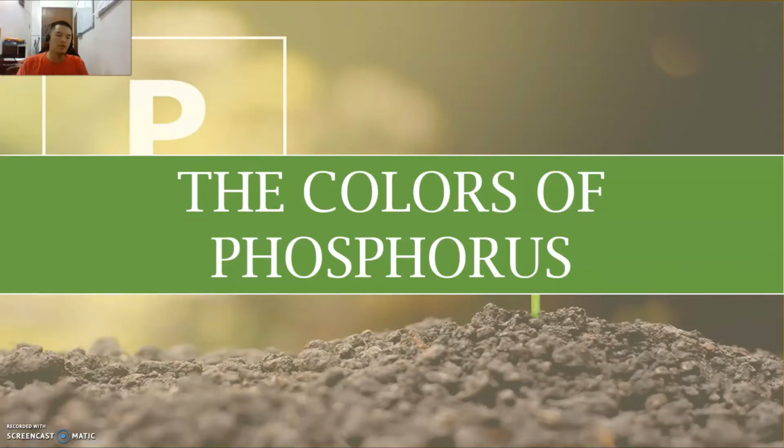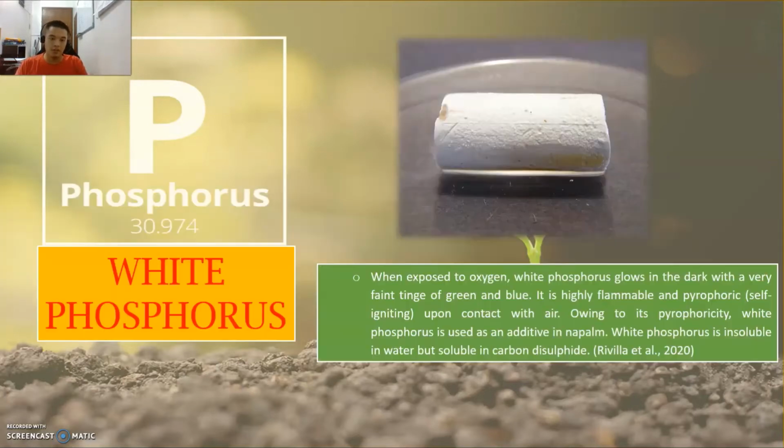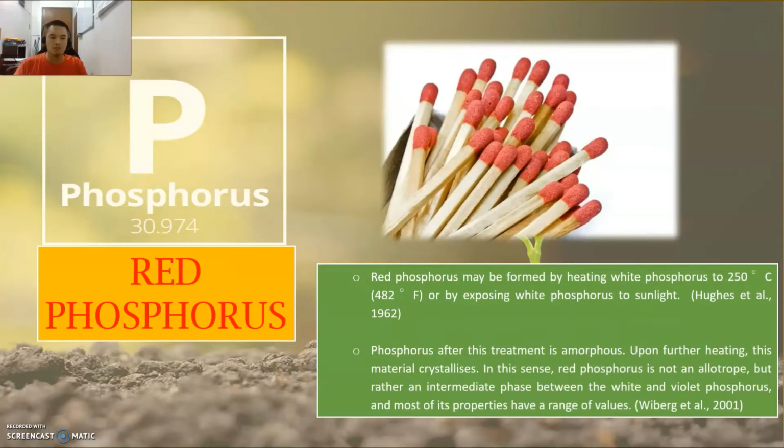Like the rainbow in the sky, phosphorus can come in many shapes and sizes, but most importantly, in different colors. White phosphorus, when exposed to oxygen, glows in the dark with a very faint tinge of green and blue. It is very flammable and pyrophoric, meaning self-igniting upon contact with air. Owing to its pyrophoricity, white phosphorus is used as an additive in napalm, and it's insoluble in water but soluble in carbon disulfide, and mostly used in explosives.